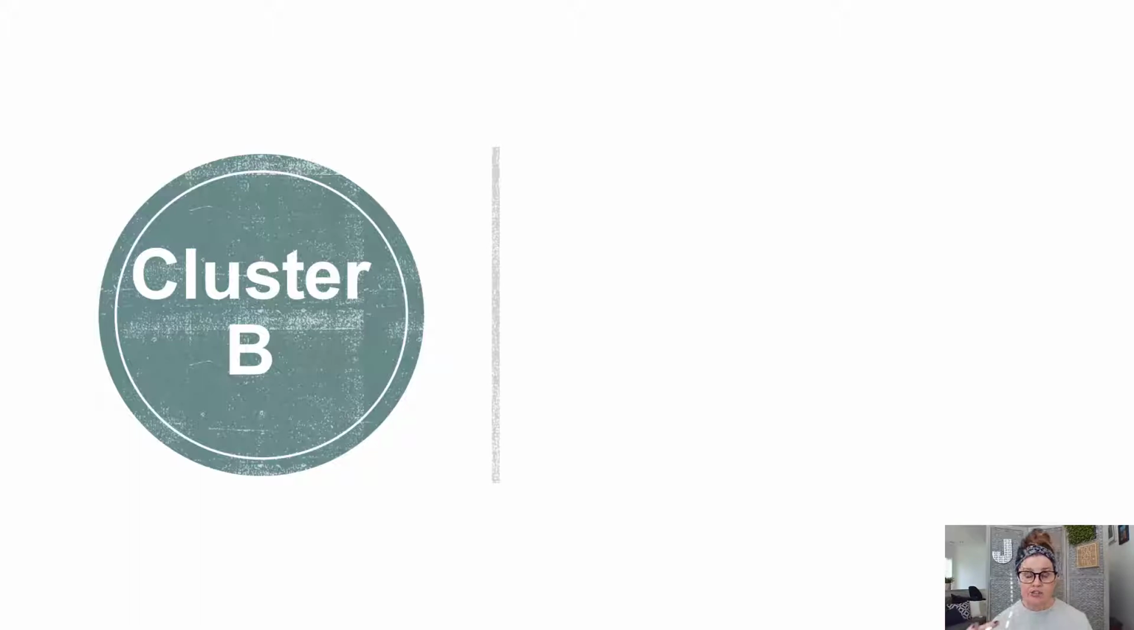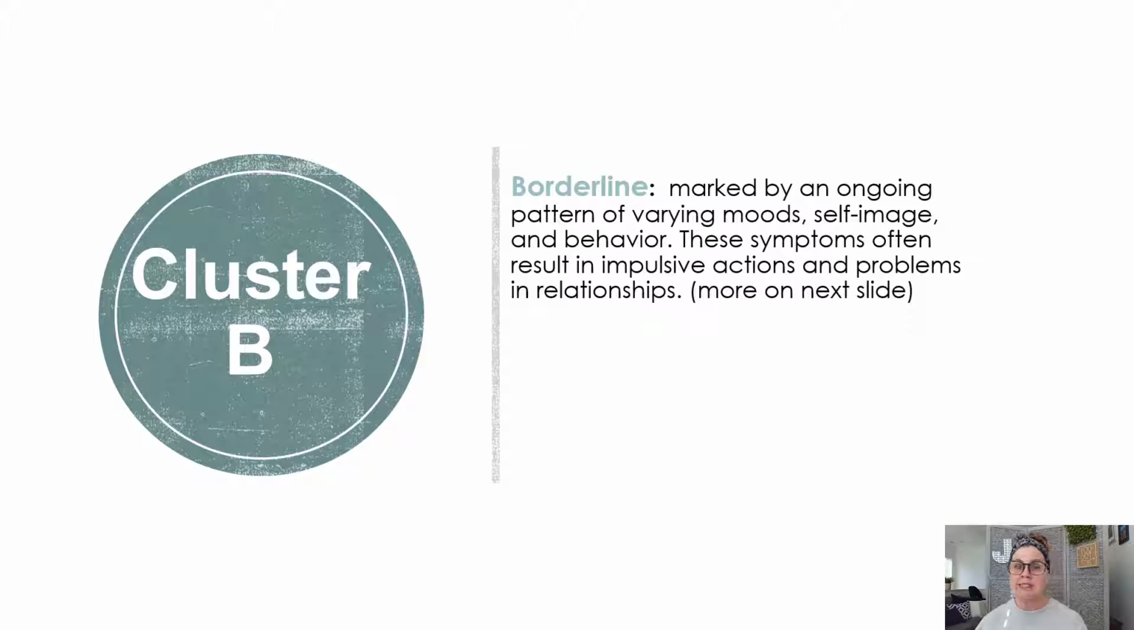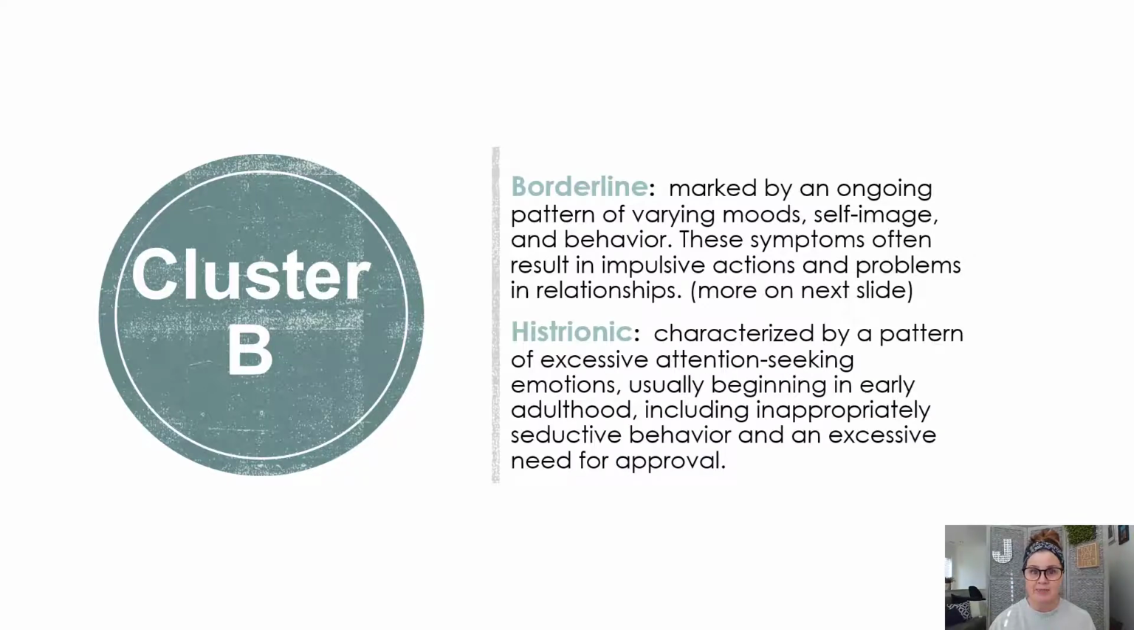So the next cluster, the next set of personality disorders, is cluster B. The first one is borderline personality disorder. And we'll go into more detail on this specific one in the next slide. But in general, borderline personality is marked by an ongoing pattern of varying moods, self-image, and behavior. And very often someone with borderline personality disorder is very impulsive. And this results in problems in some of their relationships. We'll go into more of that here in just a minute.